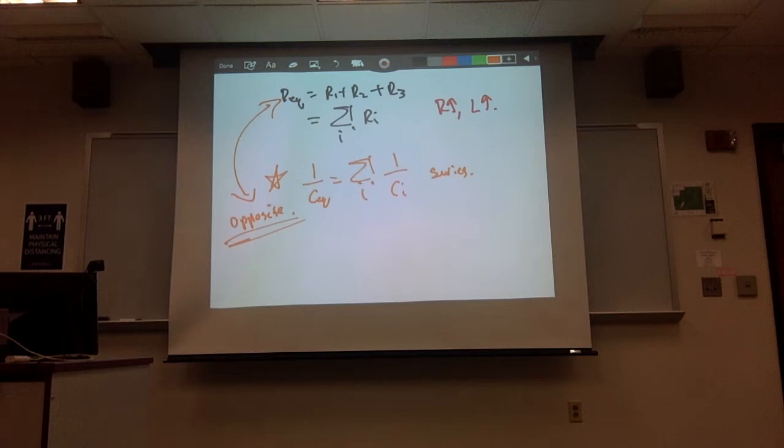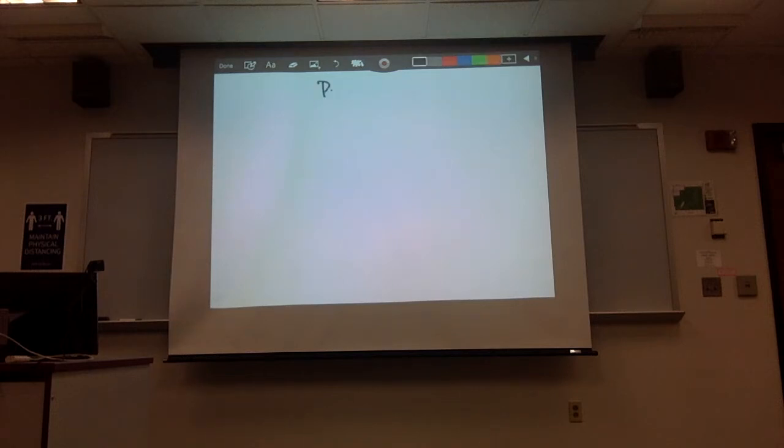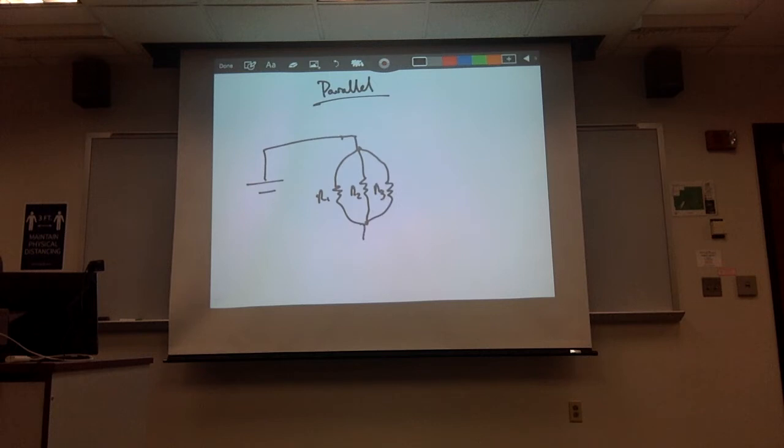Next, let's go ahead and look at parallel. So again, parallel, here's my battery. I'm going to combine that with 3 resistors, R1, R2, and R3. Again, our claim is that we can combine all these together to form one equivalent resistor. This is going to be my REQ.